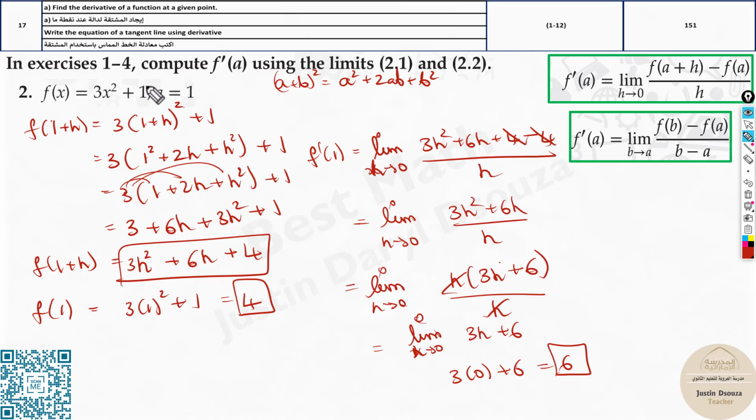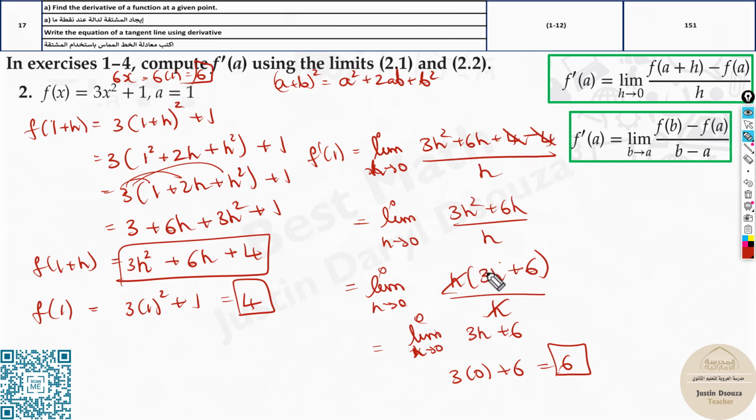Now if you want, we will quickly differentiate this and check the answer. When we differentiate, 2 comes down, it will be 6x plus 0, and substitute x as 1, the answer will be 6 itself. Yes, absolutely, it's correct. So this is 6 times 1. But don't do that derivative because over here they have clearly mentioned to do it in limits.